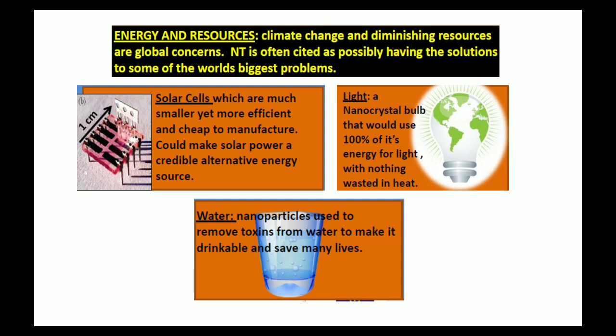Can we use nanoparticles to remove toxins from water to make it drinkable and save many lives? Water gets polluted with many things, and we have to use nanomaterials. Can we recover water? Can we clean it back and make it drinkable so that it will be usable for everybody?